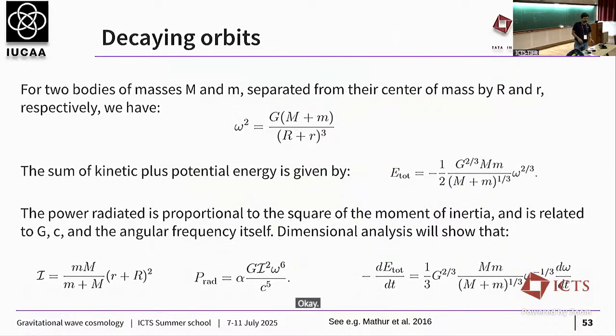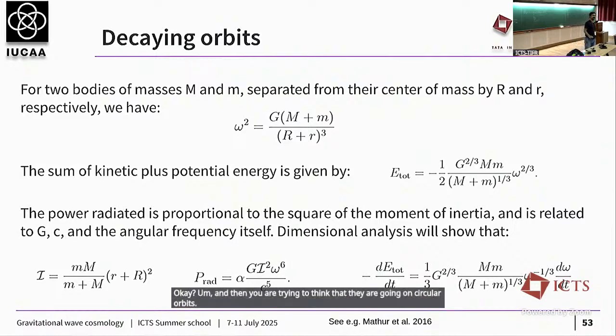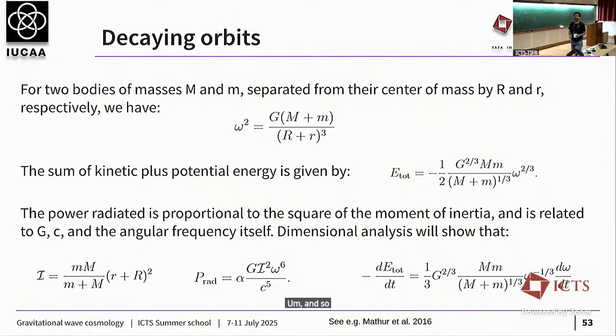Okay, so let's consider, you have seen there are two black holes. Let's suppose they have masses capital M and small m, okay? And you're thinking that they are going on circular orbits. So let's try to calculate the frequency with which they will be going around each other. Can you try to do that quickly? Okay, how should we proceed? Maybe some of you can help me.